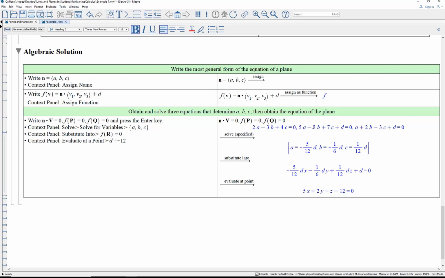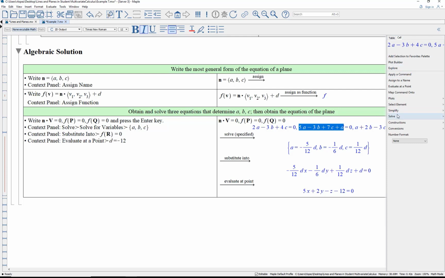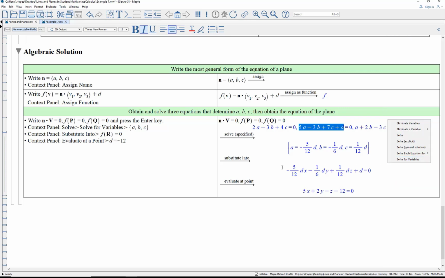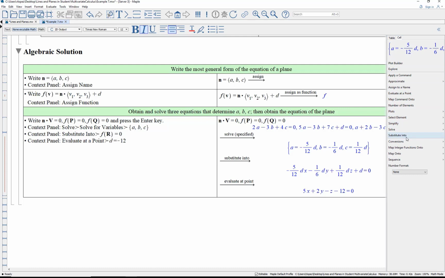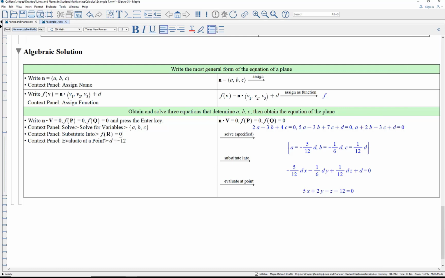So solve for three of the variables in terms of the fourth. Remind you what that would look like. Solve. You pick this one, solve for variables, and then there's a pop-up in which you put what you're solving for, ABC. When you get back this solution, you do a substitute into. So here is a substitute into, and you substitute into f of r equals 0.